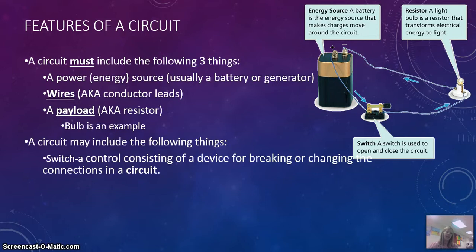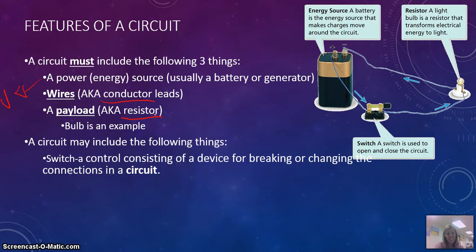It has to have a power energy source. This is where we can determine how much voltage it has. And it also has to have wires, and those would be made out of conductive material. That's why they're also known as conductor leads, leading those electrons along a conductive material. And then lastly, you need a payload, which can also be named a resistor.